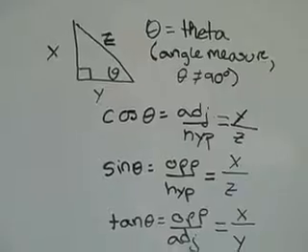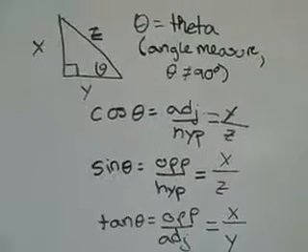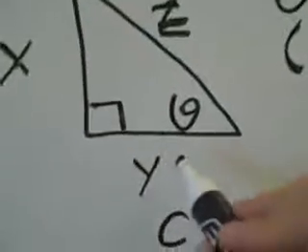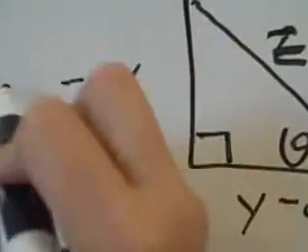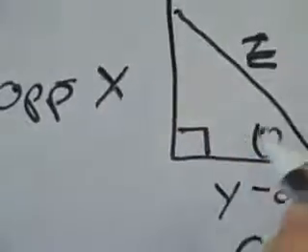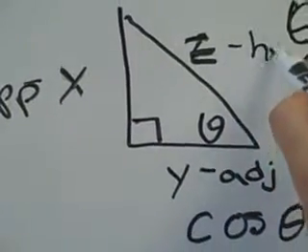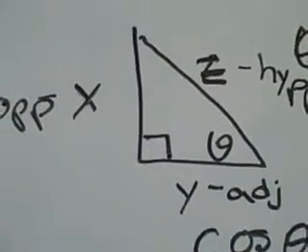All right, so one more time. Theta is in our bottom corner. So Y is going to be our adjacent side. X is going to be our opposite side. And Z is going to be the hypotenuse.